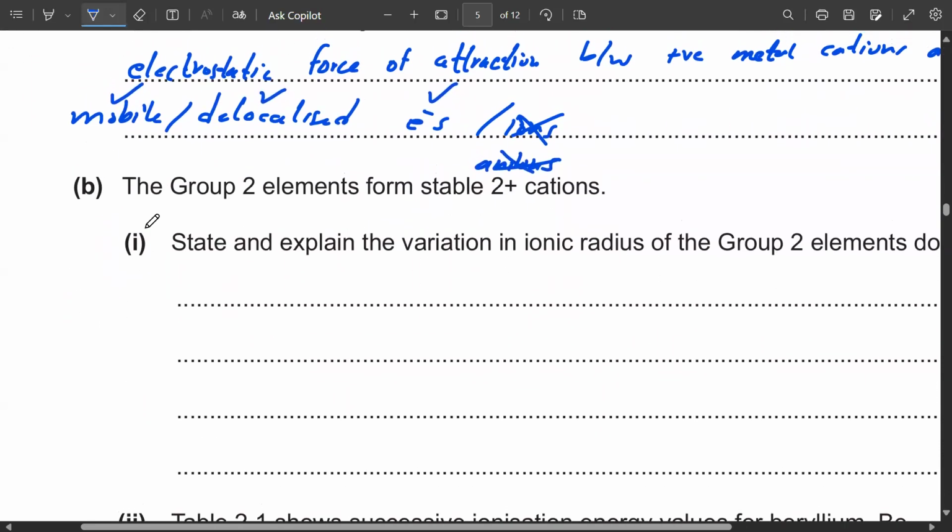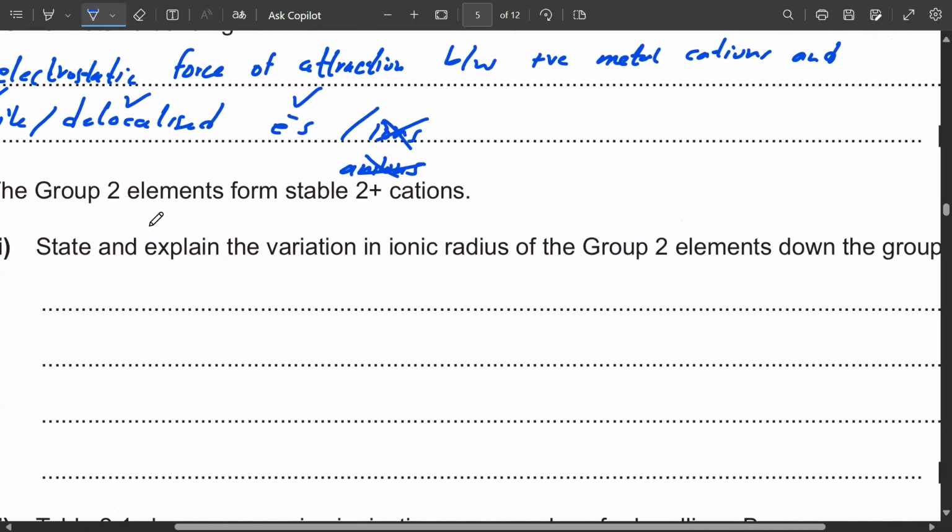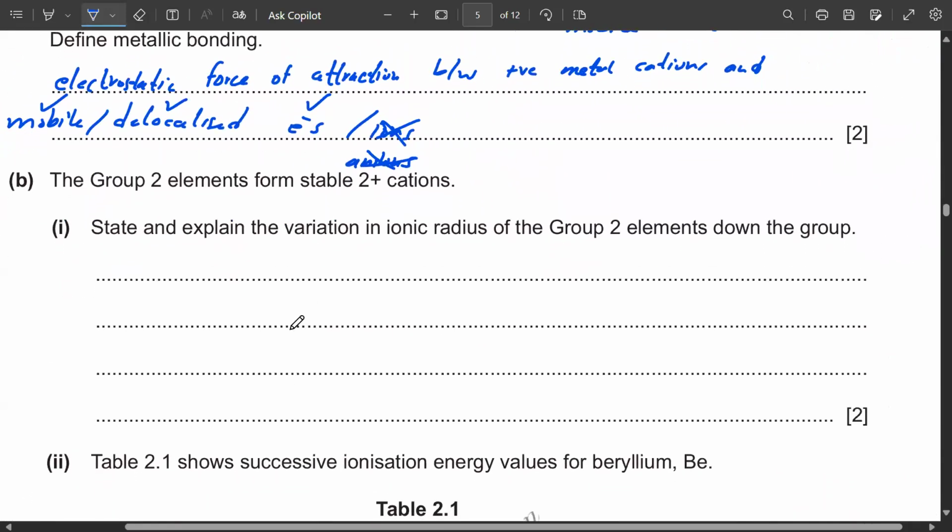Now part B, the group 2 elements form stable +2 cations. State and explain the variation in ionic radius of group 2 elements down the group. So as we know, for any group of the periodic table, the size increases down the group. So we will write that ions get larger. We do not write the same words again in the answer because the question already says down the group. So ions get larger, and then we have to explain.